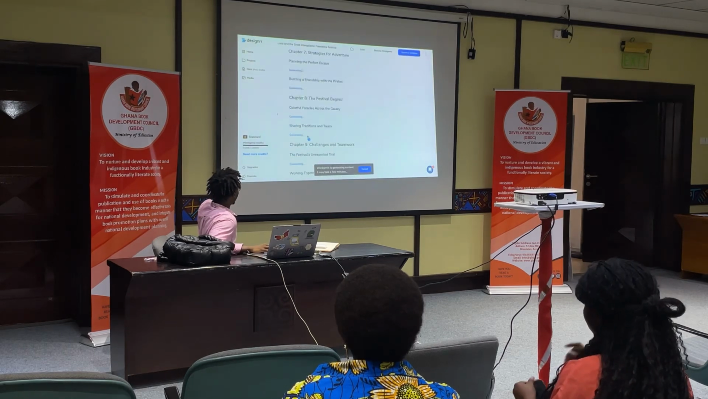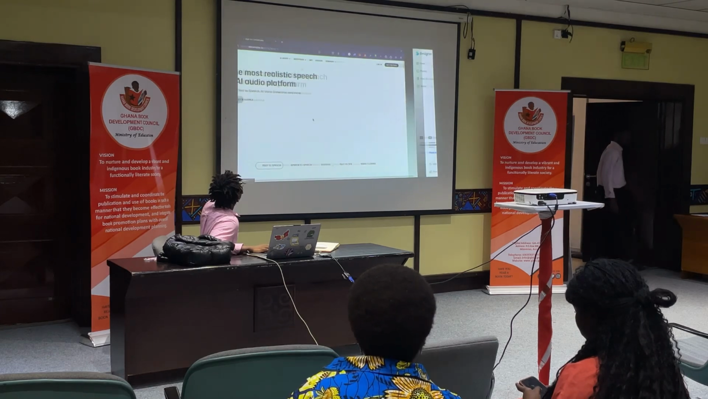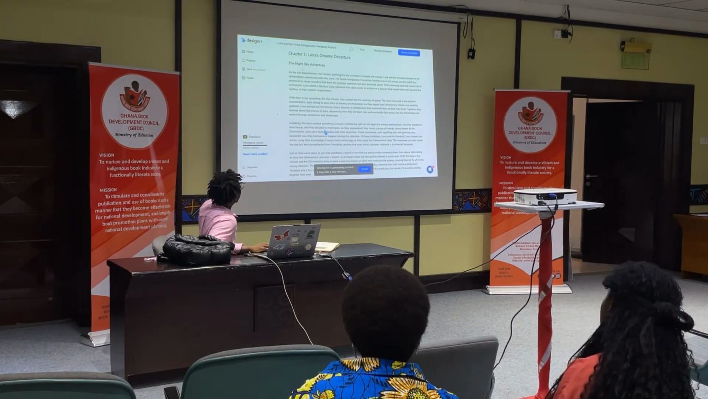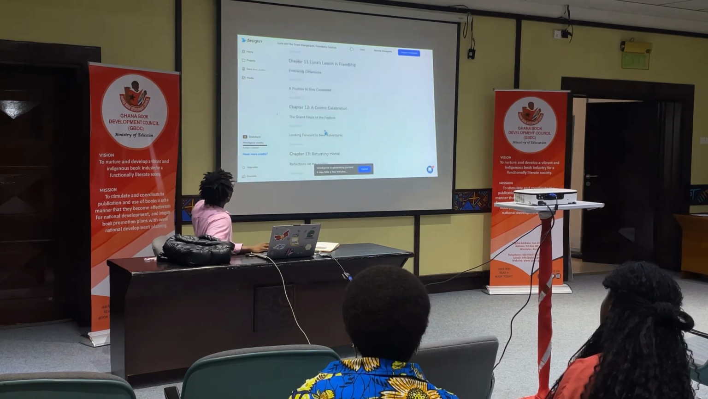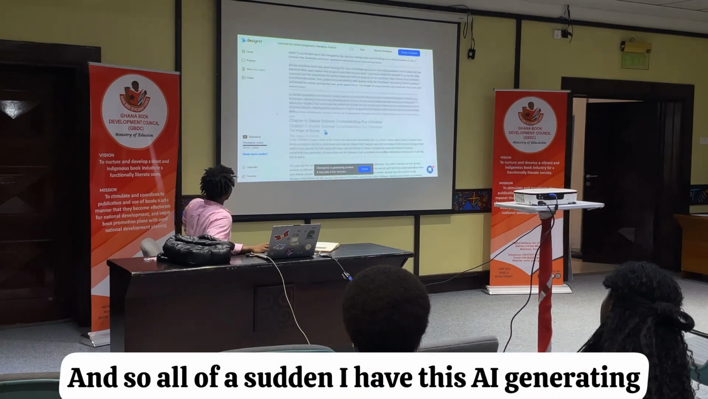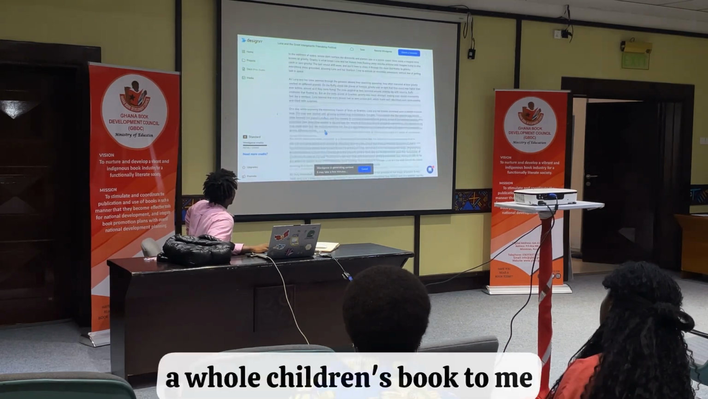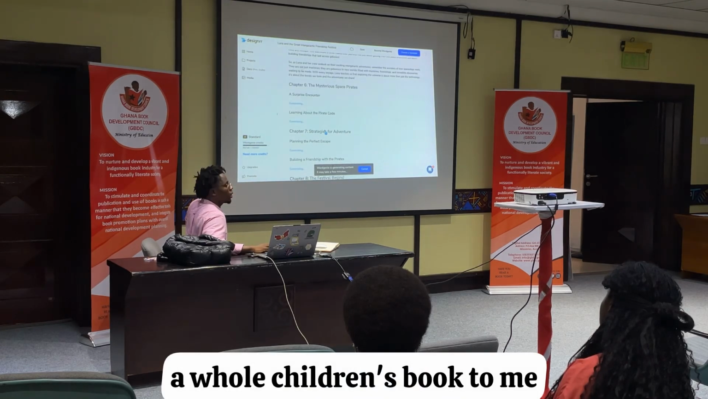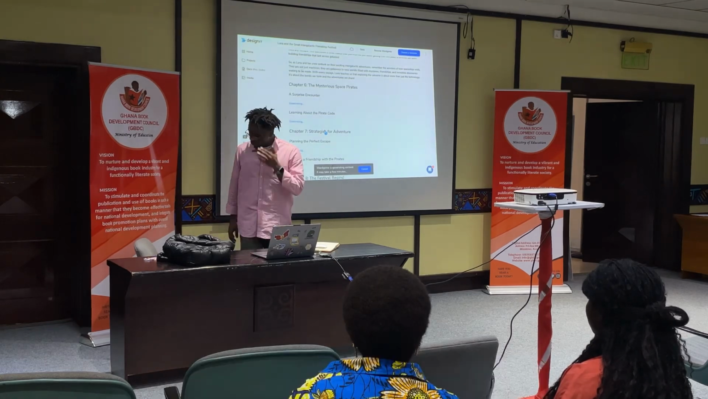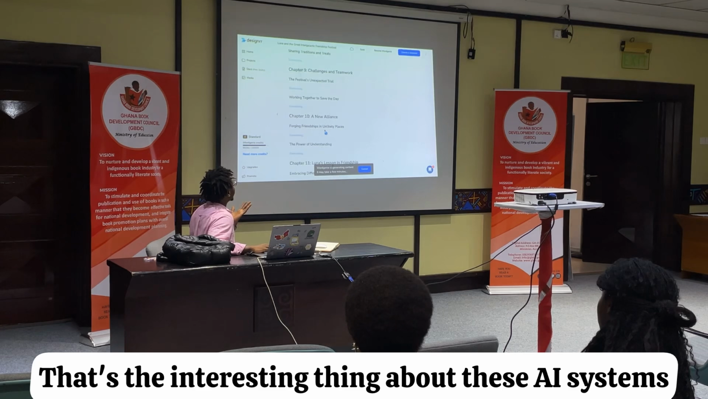Again, the book. But I already want to hear what it looks like. I already want to see that. So it's generating, right? And this is just a one-on-one workflow. And so all of a sudden, I have this AI generating a whole children's book for me. I'm not even a children's writer. Of course, there are arguments we can make. That's the interesting thing about these AI systems, right?